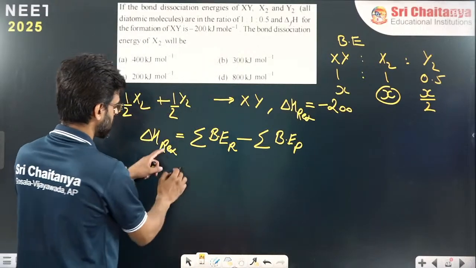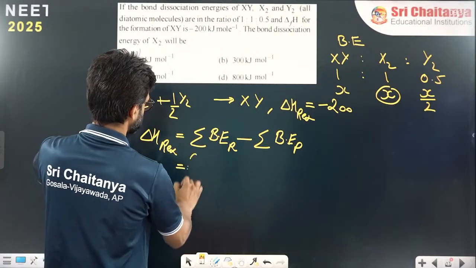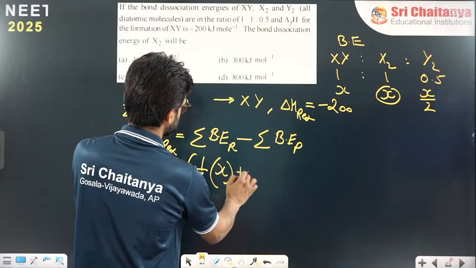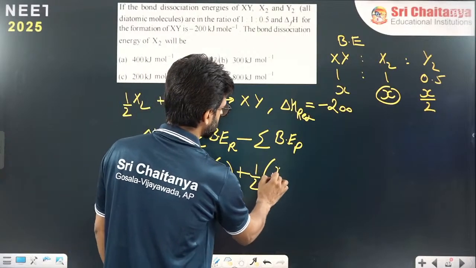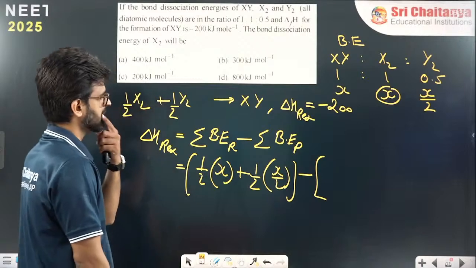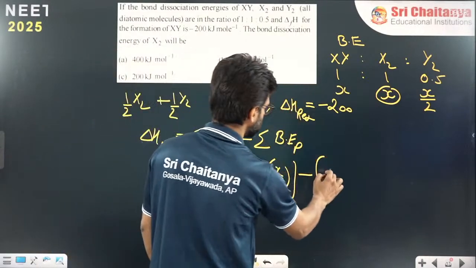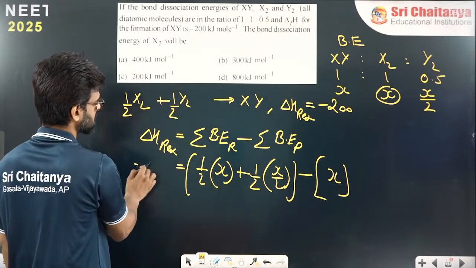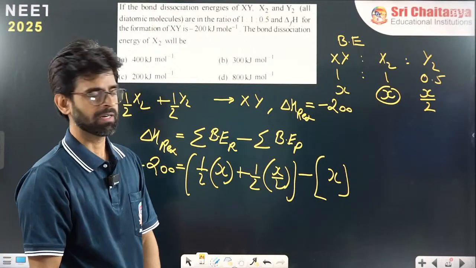Now what we'll do? We'll put here the bond energy of reactants. Reactant means half of x2. And for x2 bond energy how much? X only I am considering. And half of y2. For y2 how much? X by 2. Minus, I will say bond energy of what? xy. Bond energy of xy how much they gave? X only, right? We put whole this thing equals to how much? They gave delta H value minus 200, right?